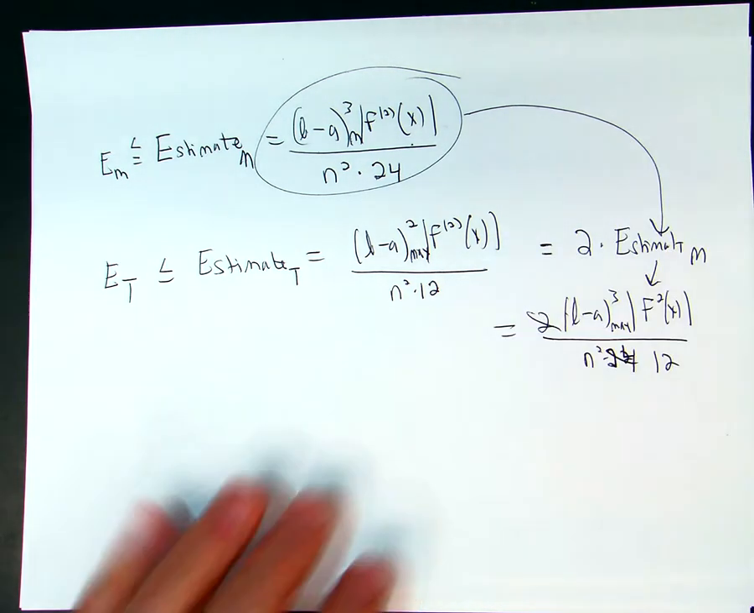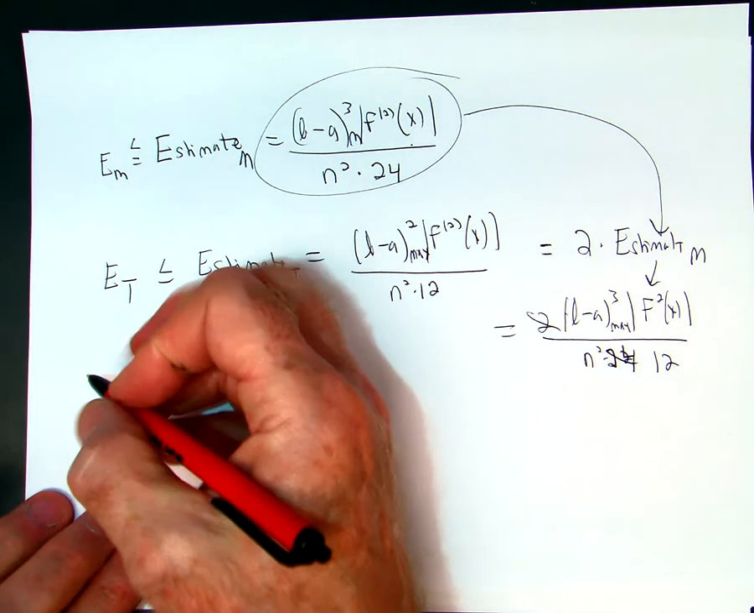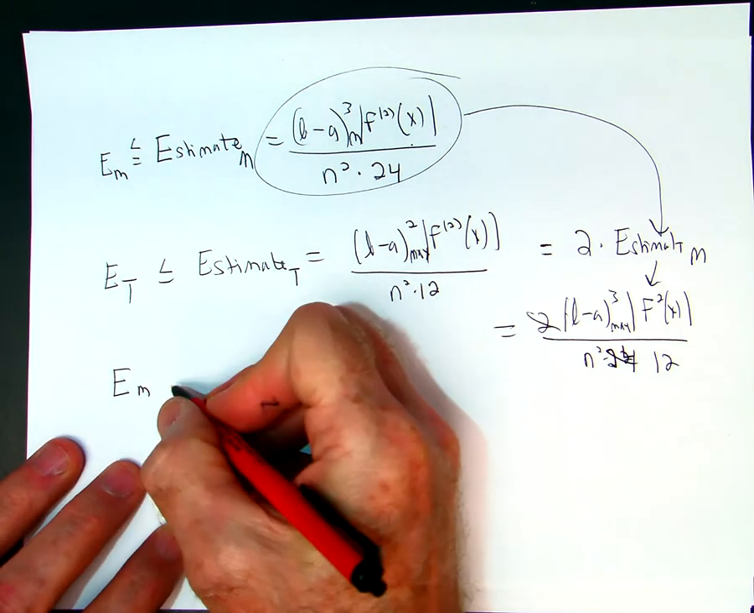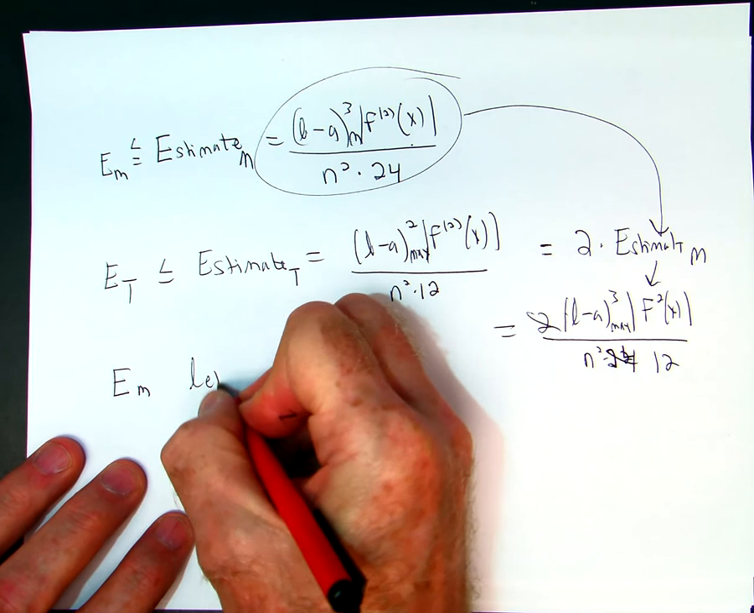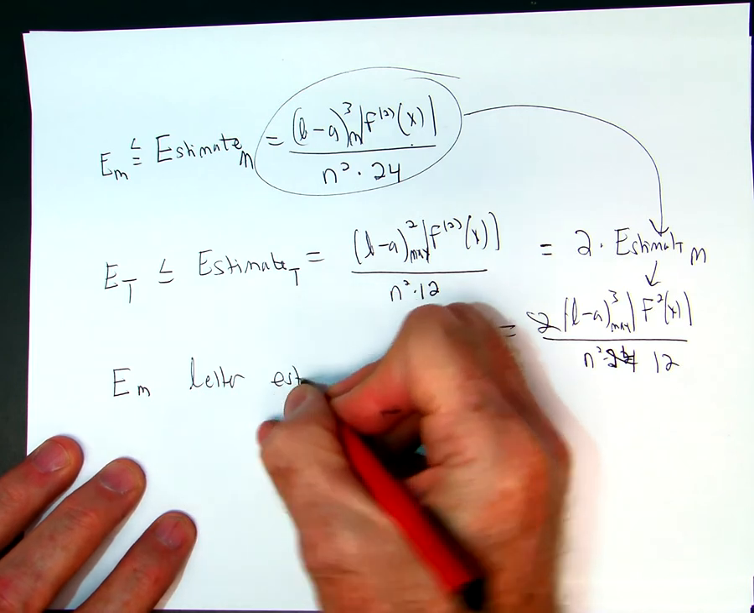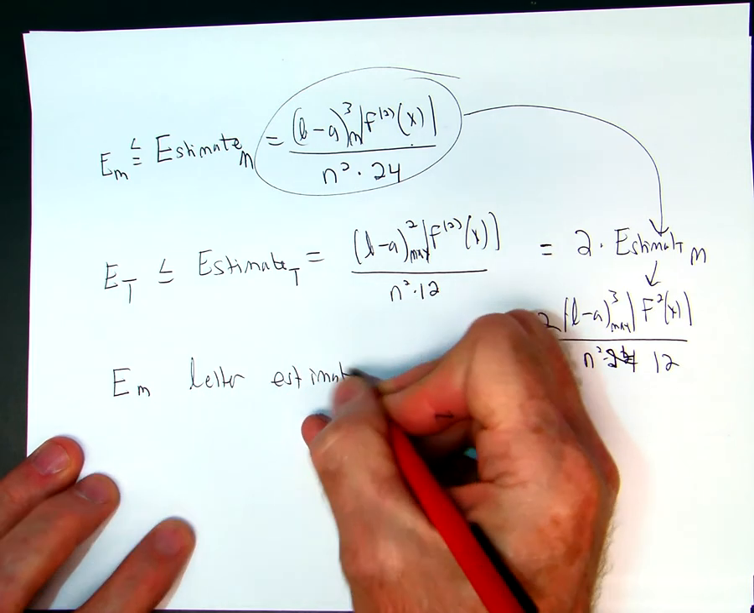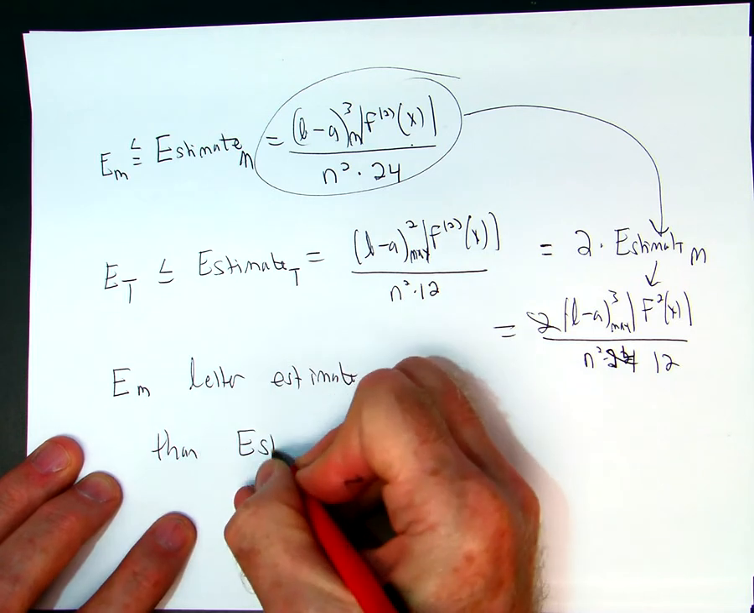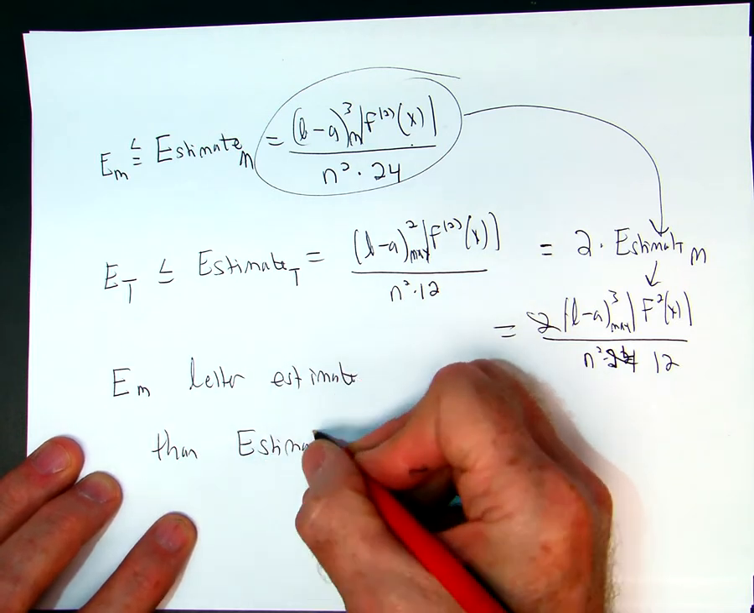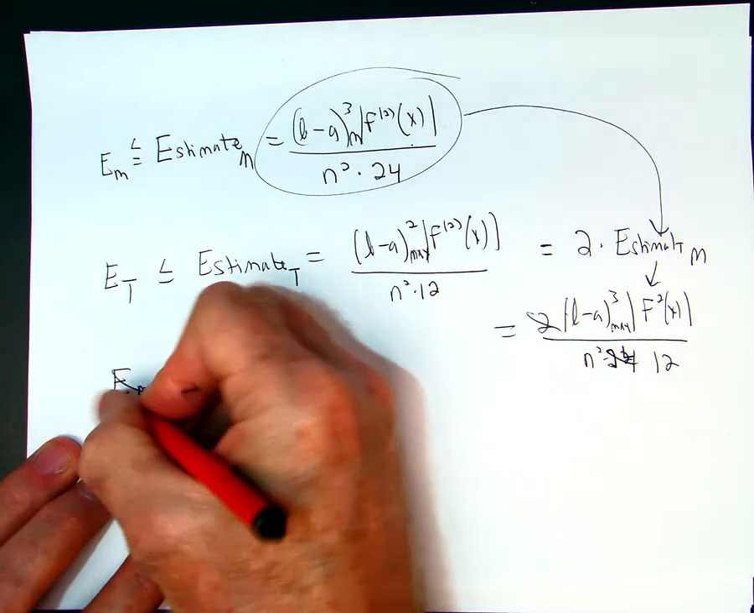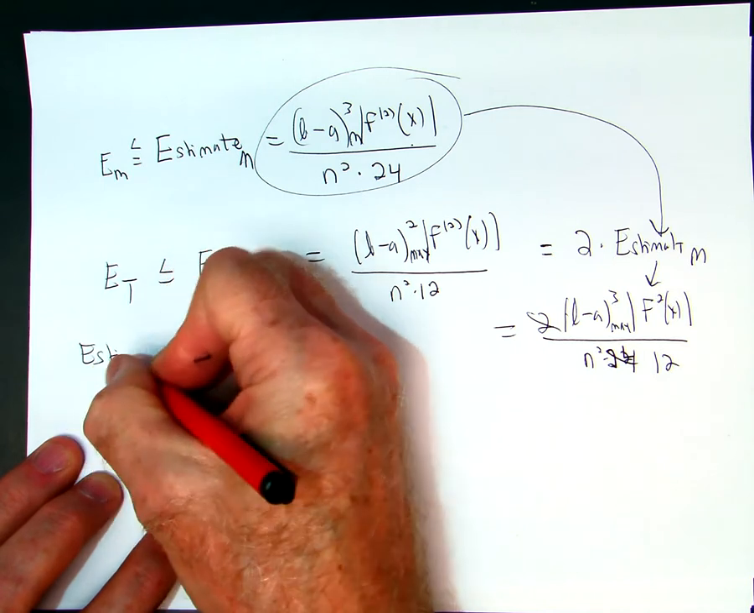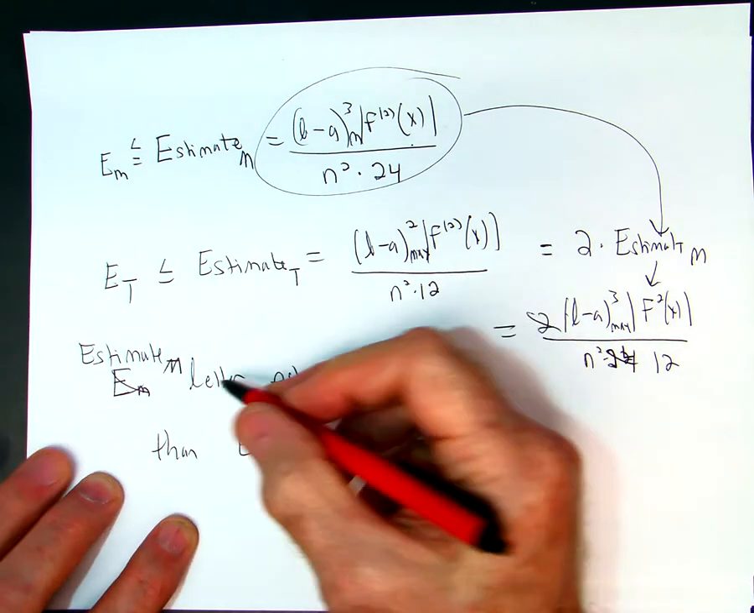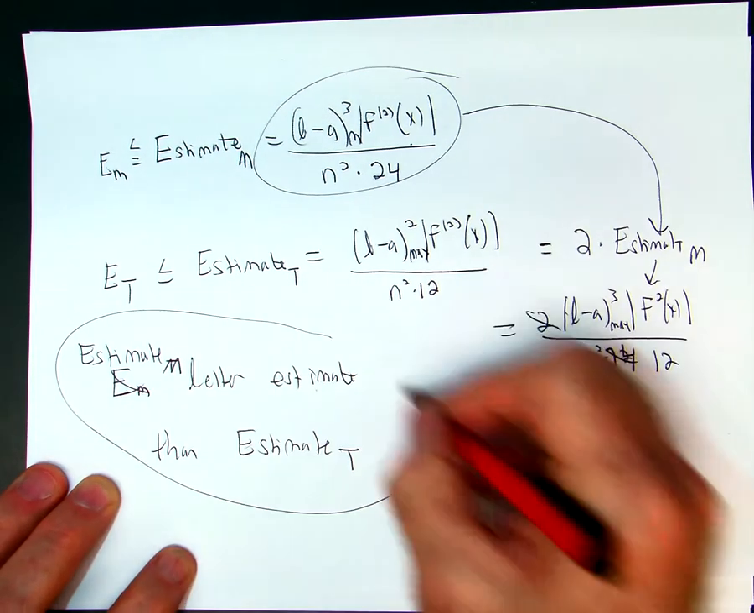Same things. So the upside is that the midpoint estimate is a better estimate than the estimate for the trapezoid. Sorry, we don't know what the actual error is. The estimate for the midpoint is a better estimate than the estimate for the trapezoid rule.